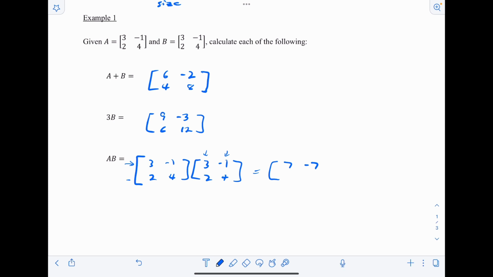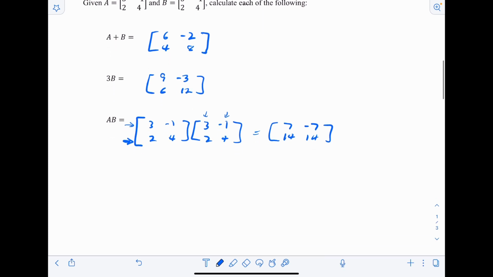And now we'll go to that second row and multiply that by each of the columns. 2 times 3 is 6. 4 times 2 is 8, so that's 14. And then the last column, we have a -2 and a 16, which is also 14. So that is our resulting matrix. So again, that's how we perform some of those basic operations on matrices.